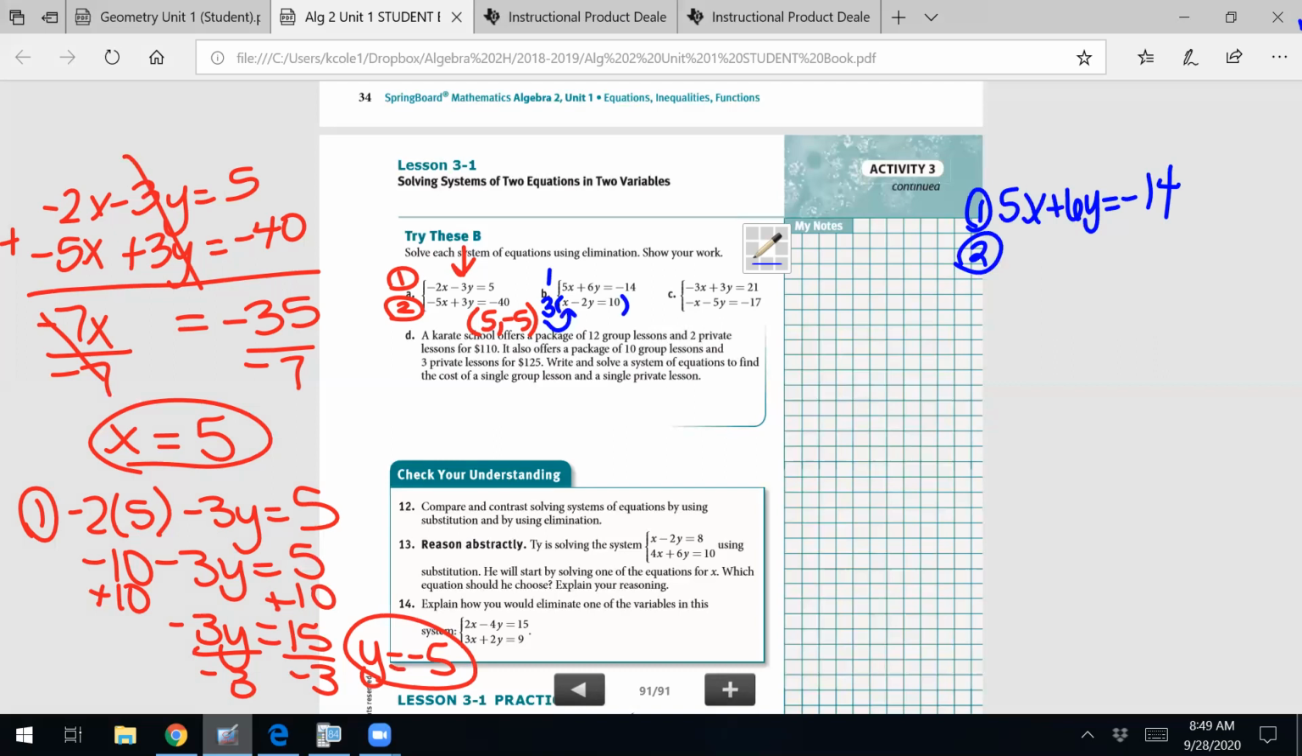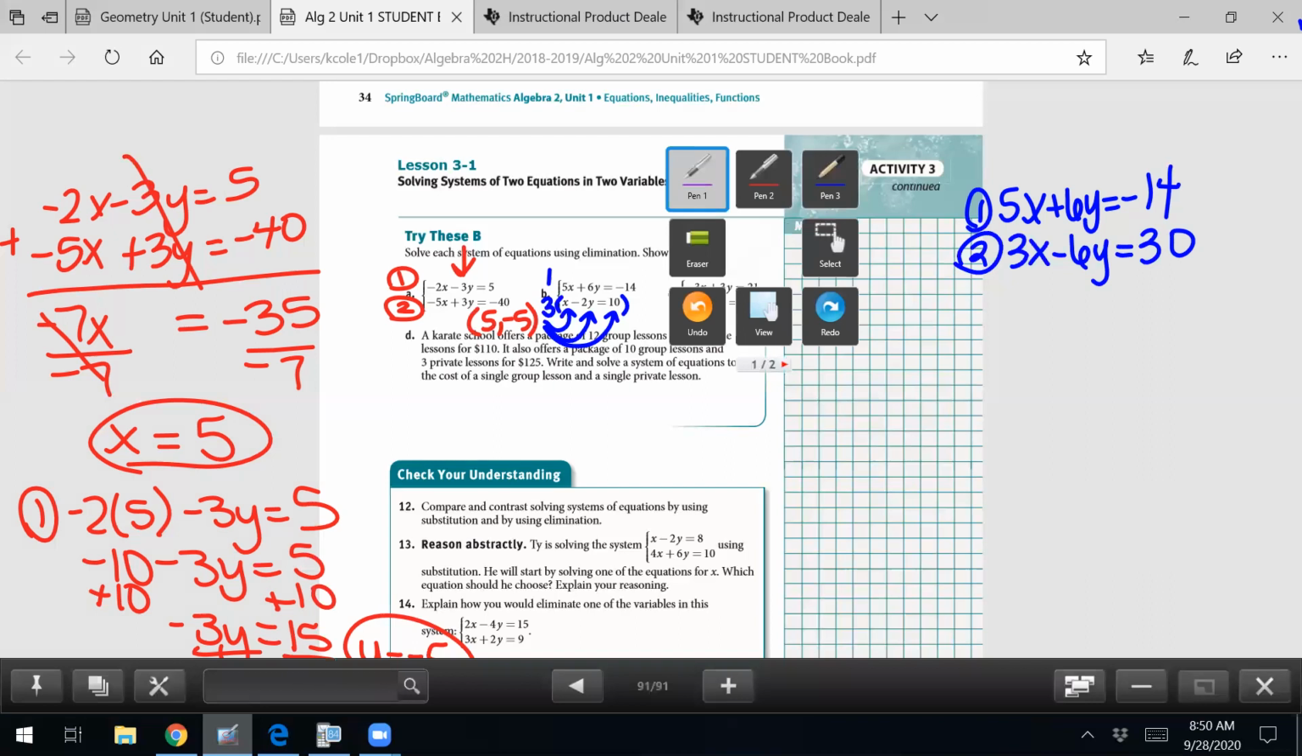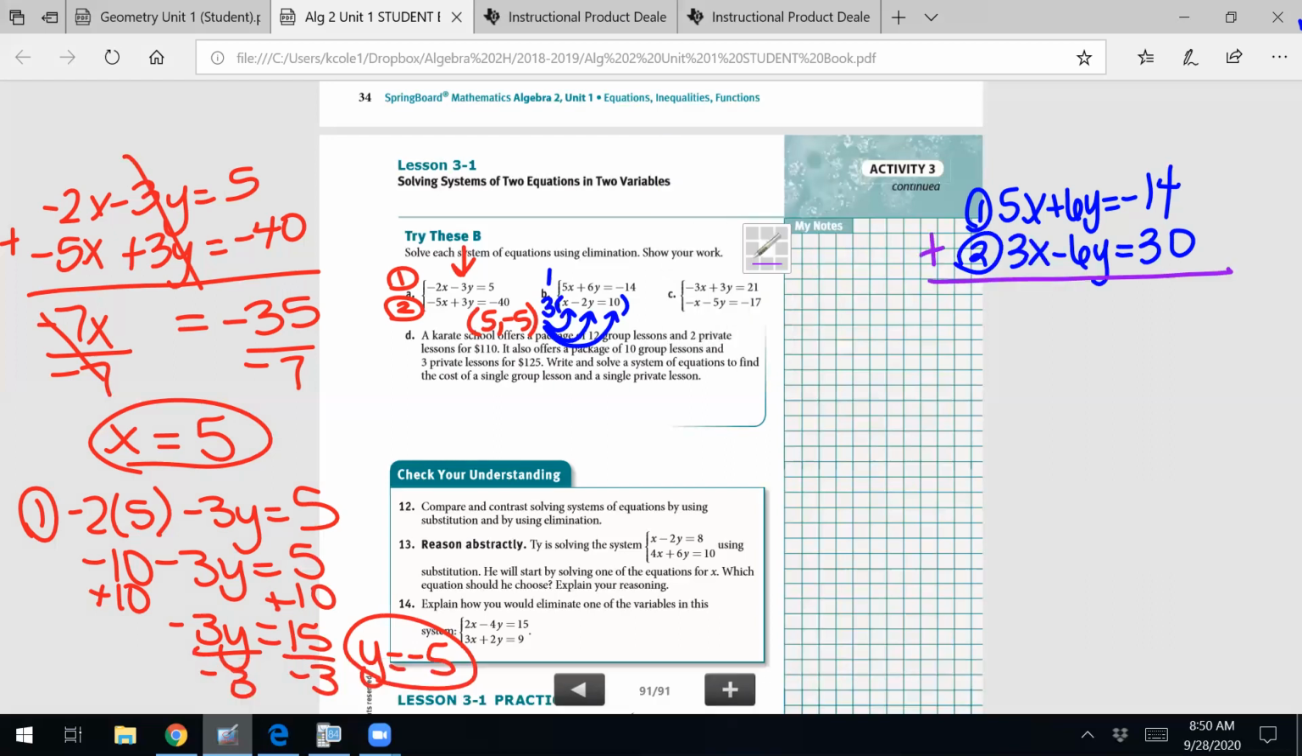Everybody. So now equation 2 is going to be 3 times x. What's 3 times x? 3x. 3 times negative 2. What's 3 times negative 2? Negative 6y. And then 3 times 10 gives me 30. Now that you've multiplied by that 3, do you have opposites? Yes. So you are going to add them together.